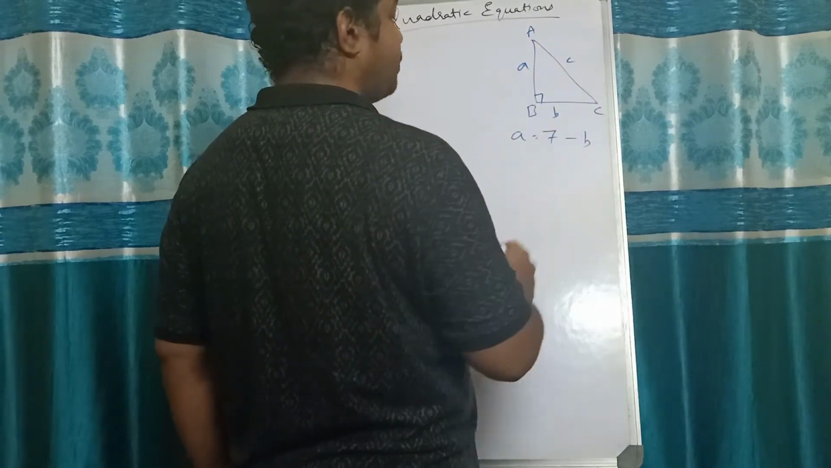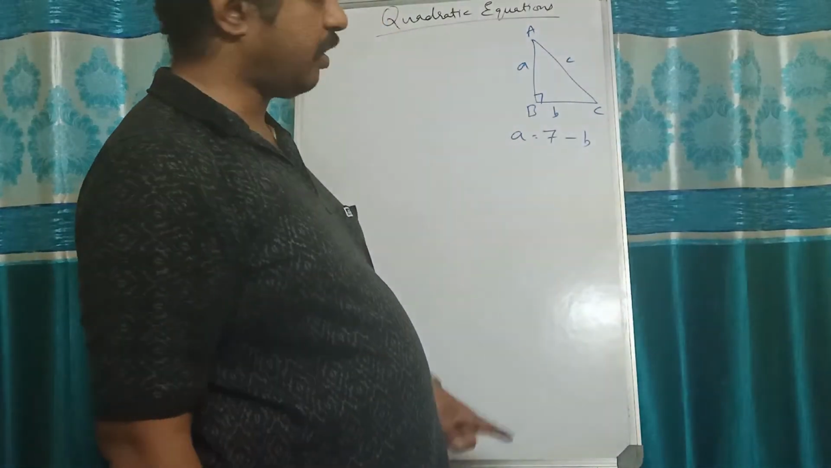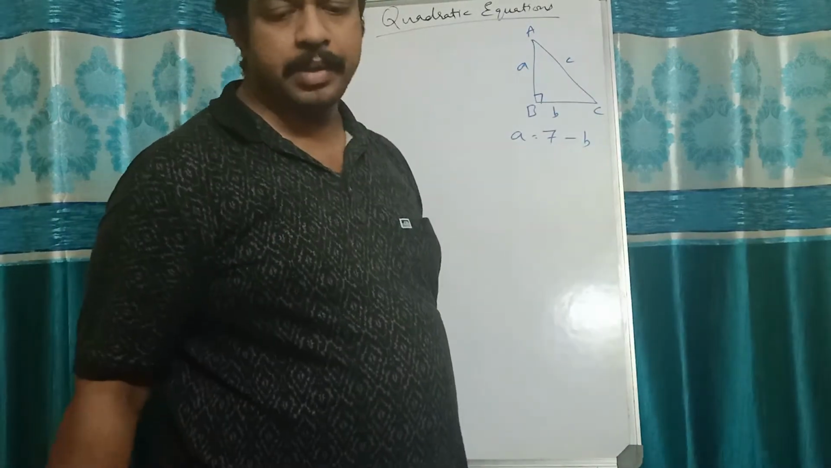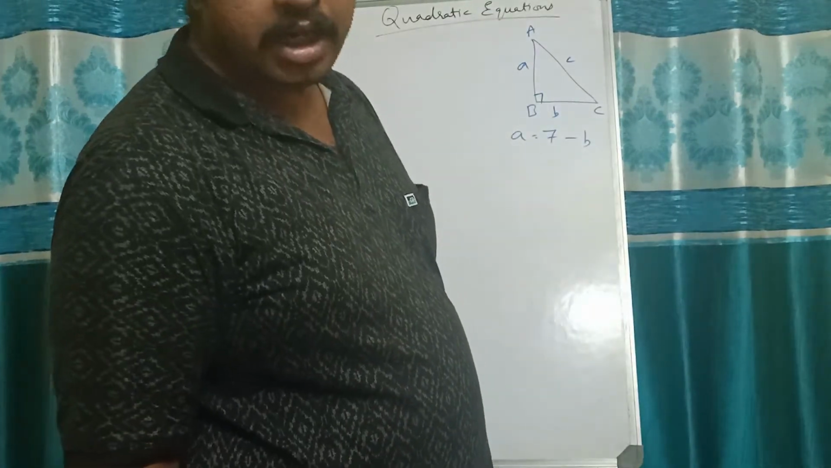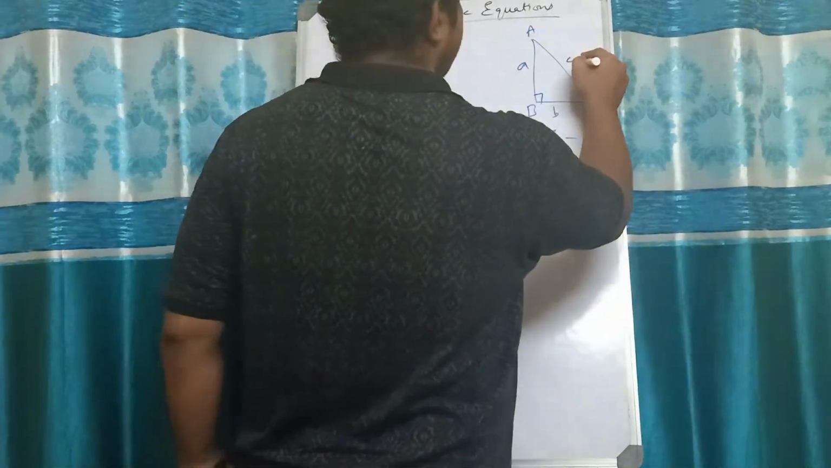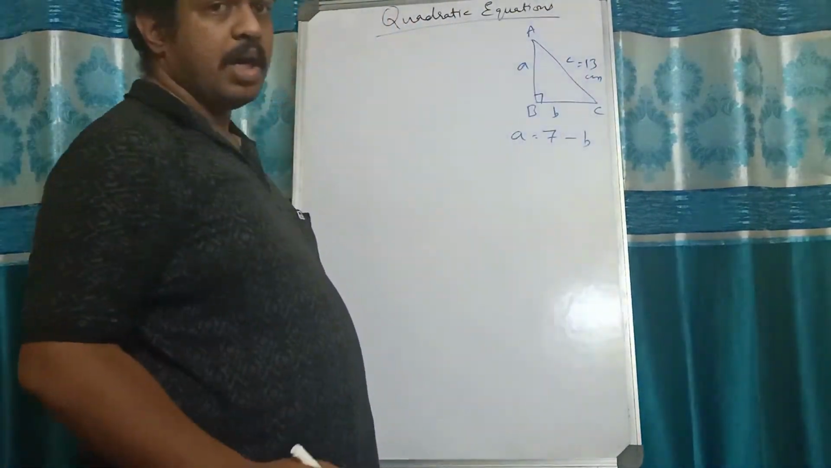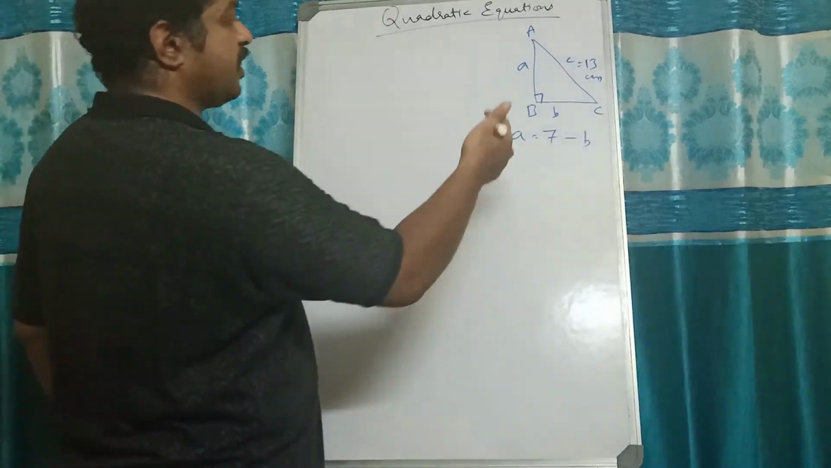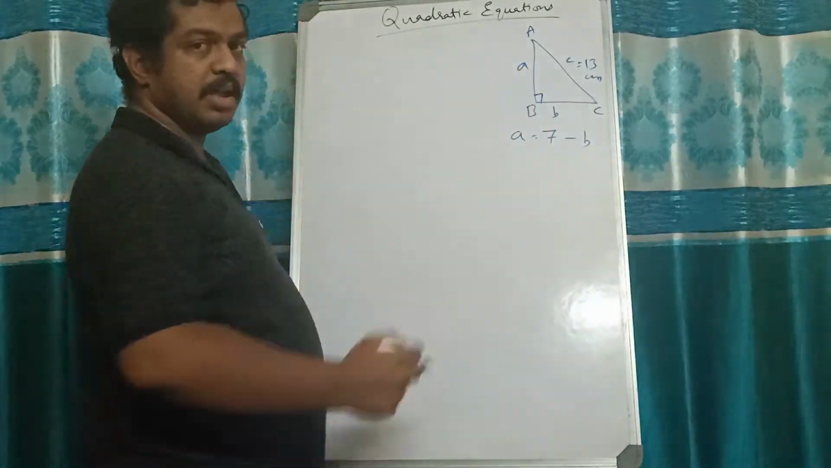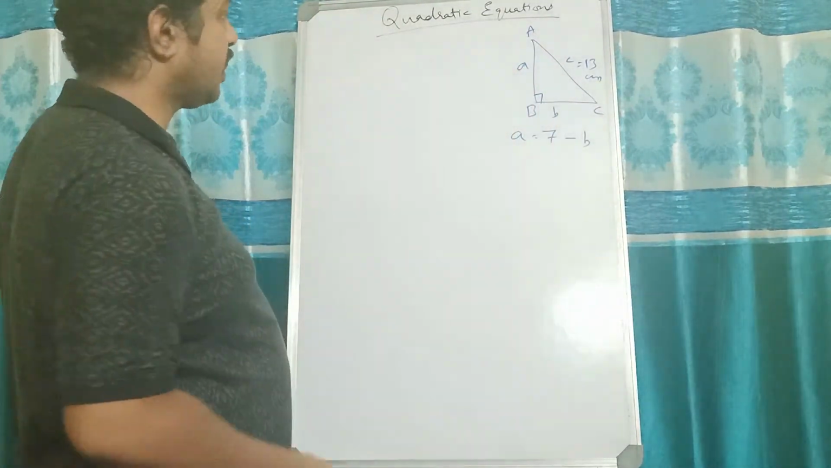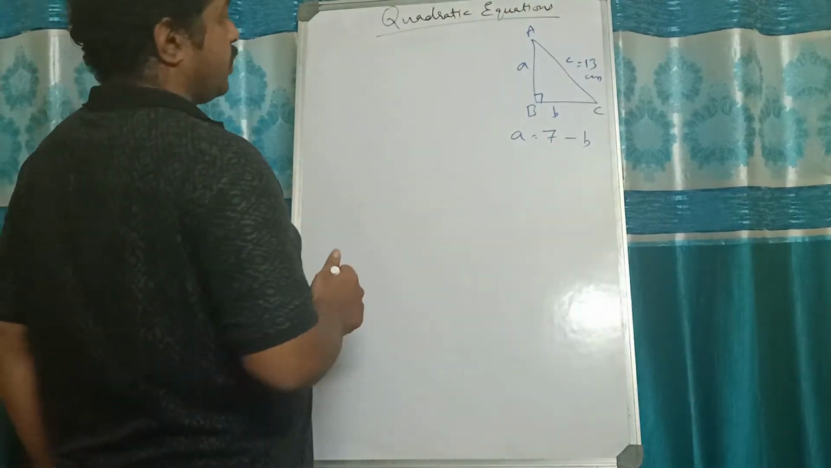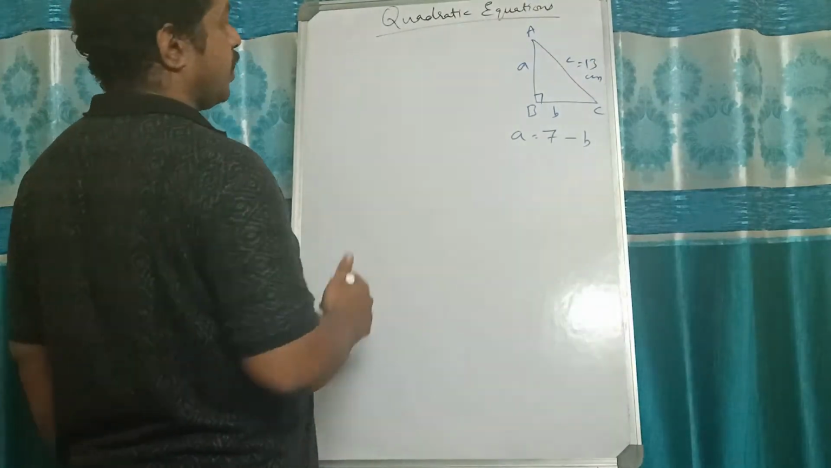Is it 7 minus B or B minus 7? Whatever, right? A is equal to 7 minus B is what they have given us, and the hypotenuse is going to be C equals 13 centimeters. That is what is given in the question. And what they are asking is, find the lengths of the other two sides. Okay, so how do you solve this kind of equation?